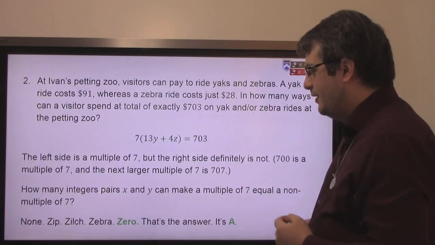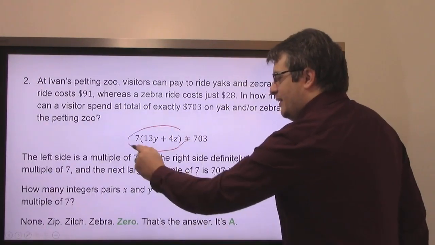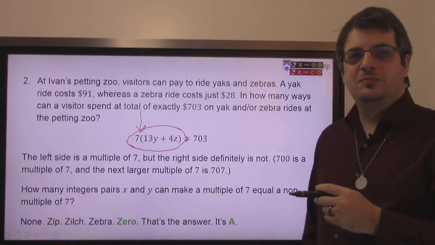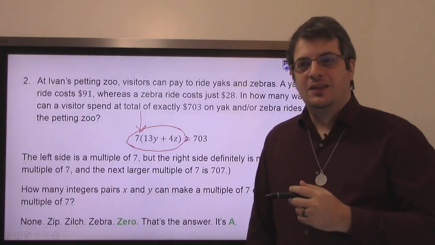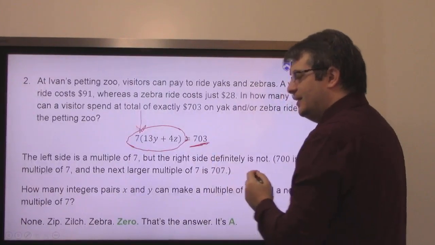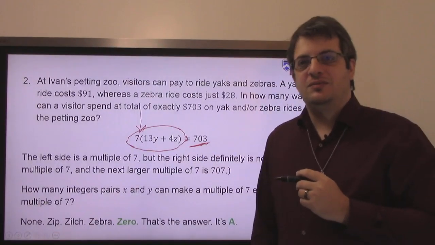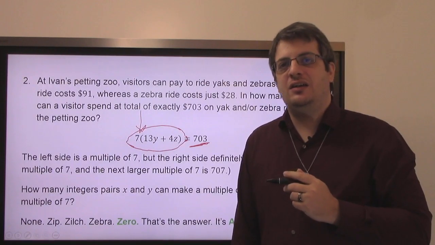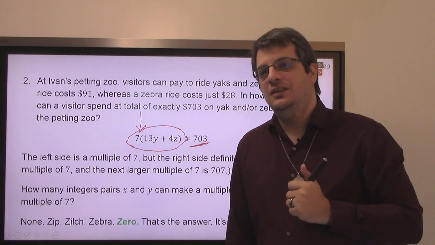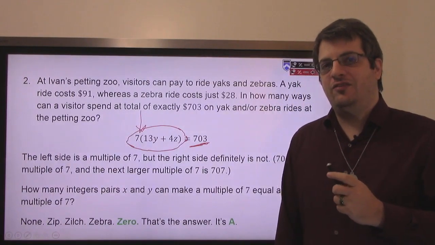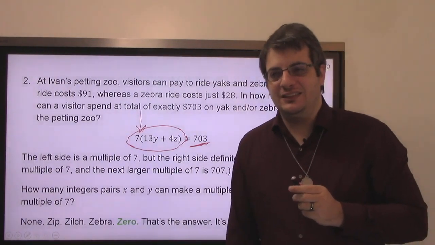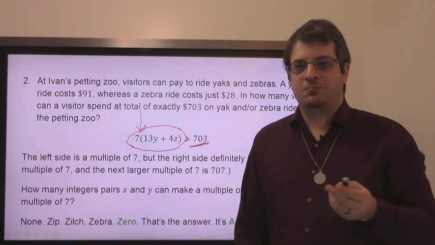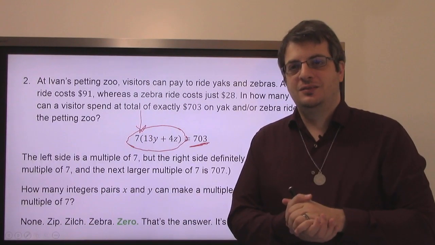Okay. The left-hand side here, this is a multiple of 7, right? The right-hand side here, not a multiple of 7. Right, Kanha, and Vishvendra? Do you guys agree that the left side is a multiple of 7, but the right side is not? Kanha?